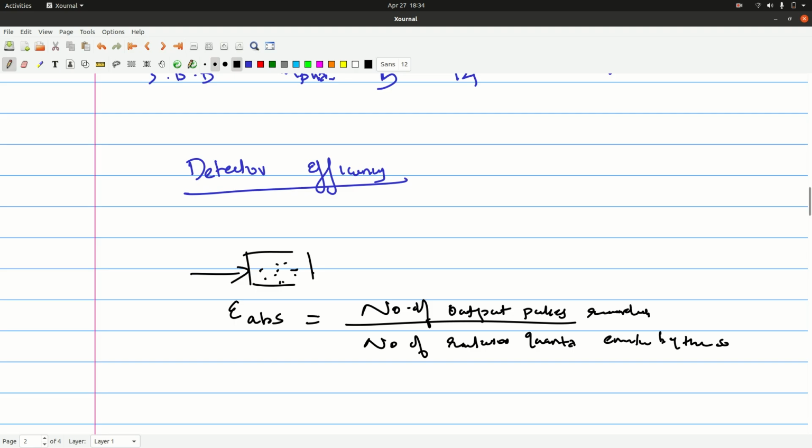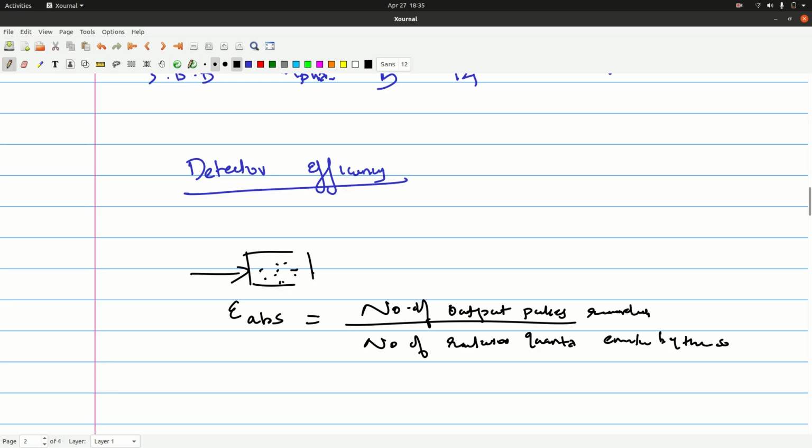It depends on the properties of the detector and the geometry: the distance between source and detector, the detector size, and also the solid angle. How much of the emission sphere the detector covers also matters. So what is meant by absolute efficiency? The number of output pulses recorded divided by the number of radiation quanta emitted by the source.